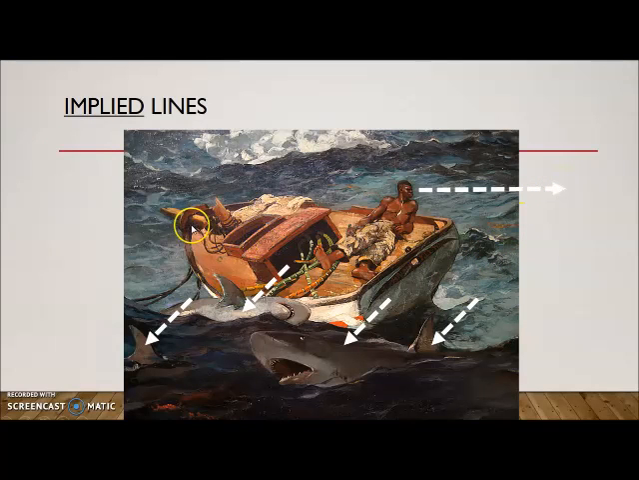The rocking of the boat can create an implied line that is very curvular and diagonal. We also sense that the person looking away from the 1, 2, 3, 4 sharks could dictate that the artist is saying that the person does not worry about the sharks while he is at sea.